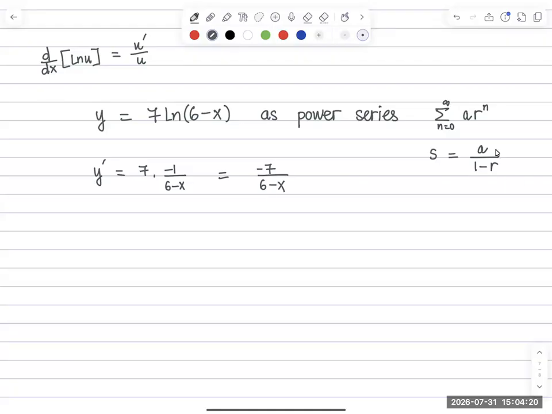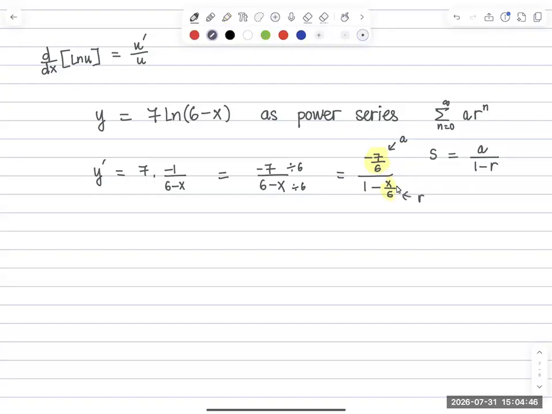This looks pretty similar to the geometric sum. However, we need the first term to be 1. So we're going to divide everything by 6, so that I will have negative 7 over 6 and then 1 minus x over 6. So now clearly I have my a equal to negative 7 over 6 and my r equal to x over 6.